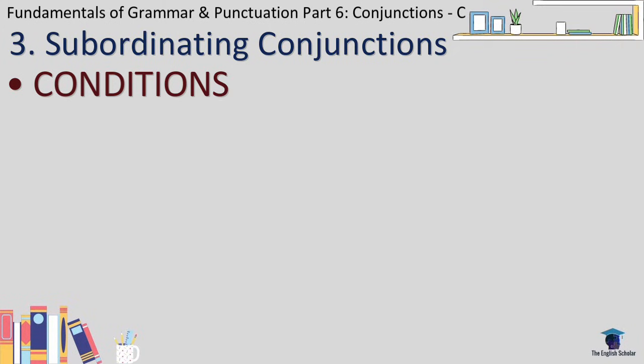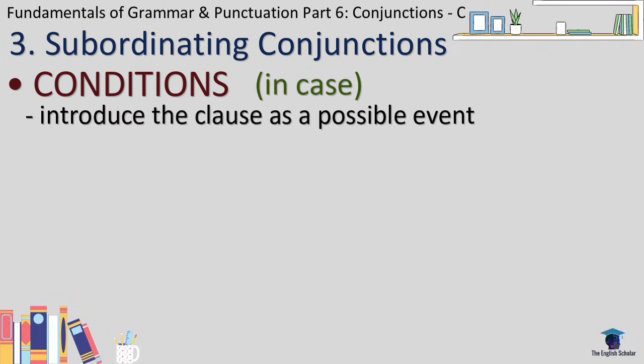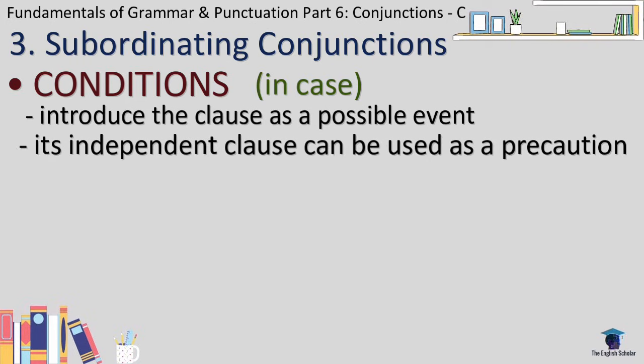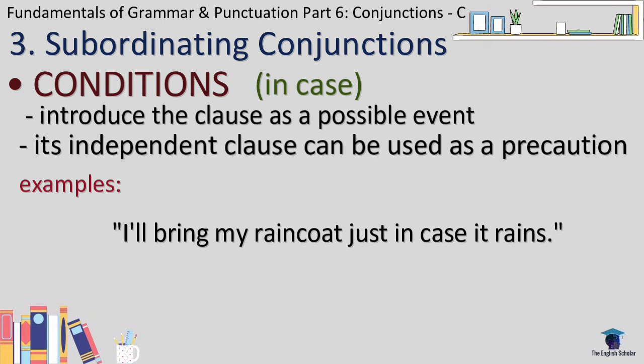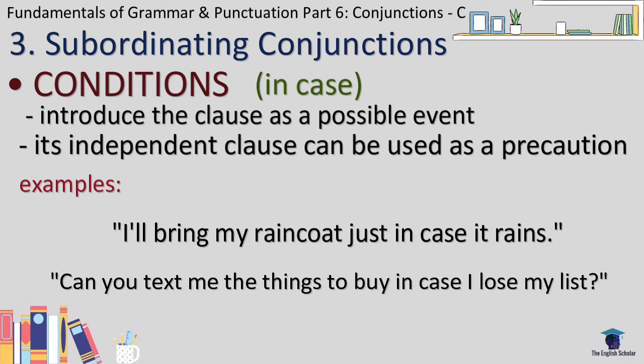On the other hand, the subordinating conjunction in case can be used to introduce the clause as a possible event. Its independent clause, therefore, can be used as a precaution. Example, I'll bring my raincoat just in case it rains. Can you text me the things to buy in case I lose my list?